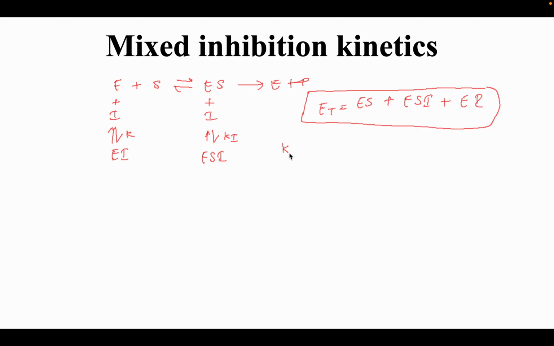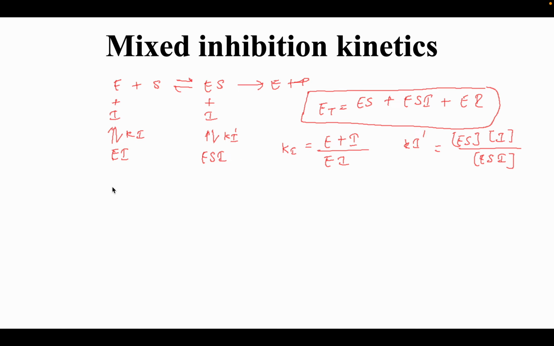Now Ki is equal to E times I upon EI, that is, unbound upon bound, whereas Ki prime, so this is Ki and this is Ki prime, is equal to free enzyme substrate complex times free inhibitor upon ESI, the enzyme substrate inhibitor complex.